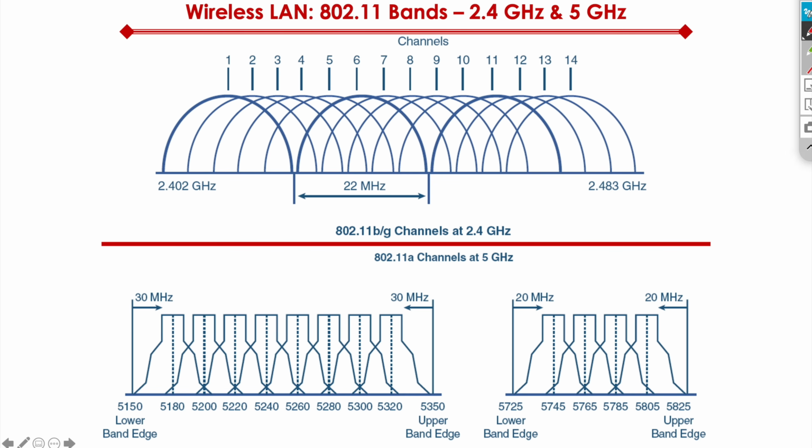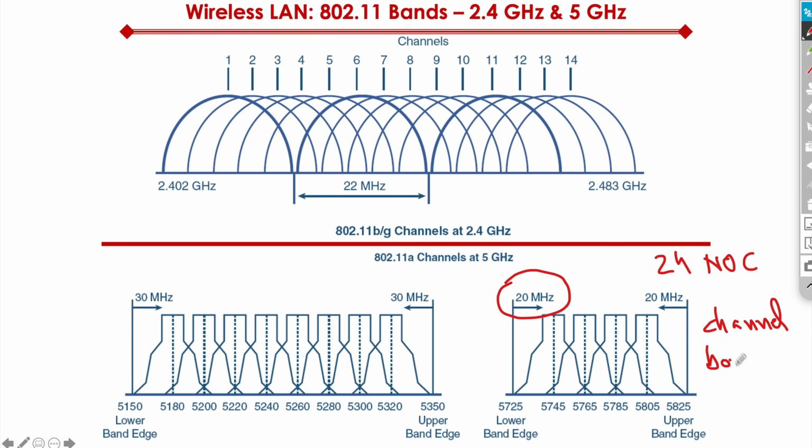Next up is the 5 gigahertz band. Channels here are narrow, as you can see in the picture here. Using 20 megahertz, we can have up to 24 non-overlapping channels. 5 gigahertz offers better throughput than 2.4 gigahertz because you have more channels available to you. And there's also a technology called channel bonding that allows us to bond multiple channels together.